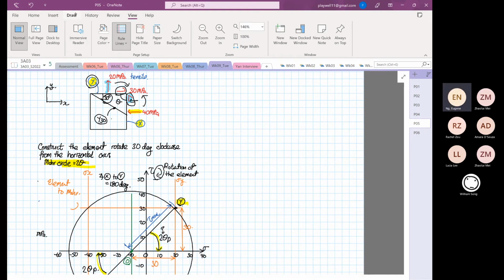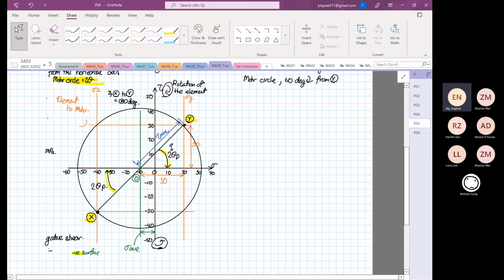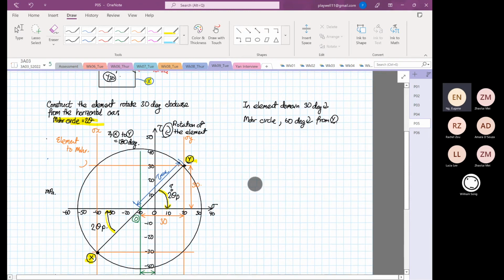So in the element domain, it is 30 degrees clockwise. On the Mohr circle, it is what? 60 degrees clockwise. Okay. So from point Y, not from the horizontal axis on the Mohr circle, from point Y. Okay. So from point Y, we will rotate. So we'll rotate 60 degrees from point Y.